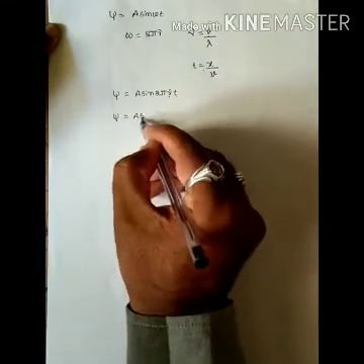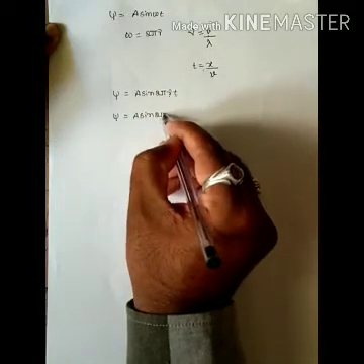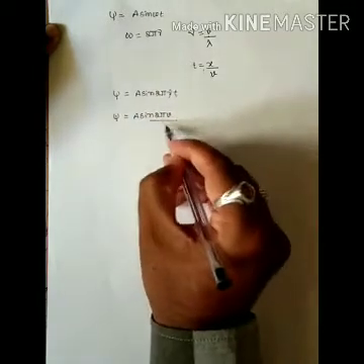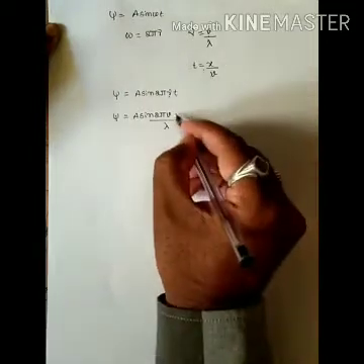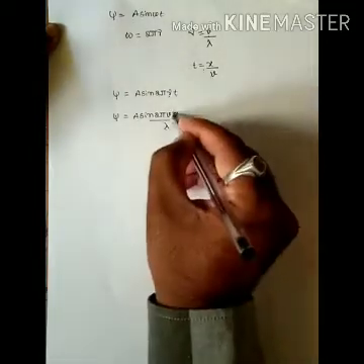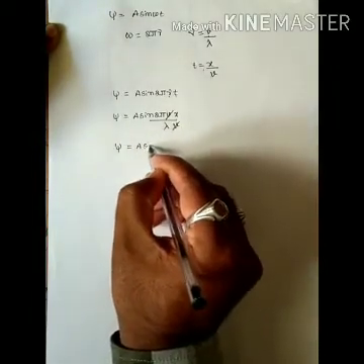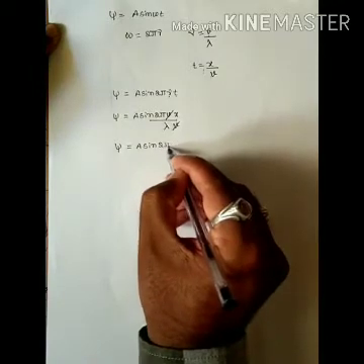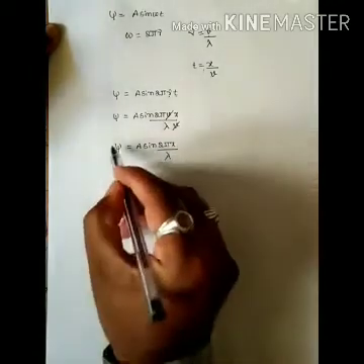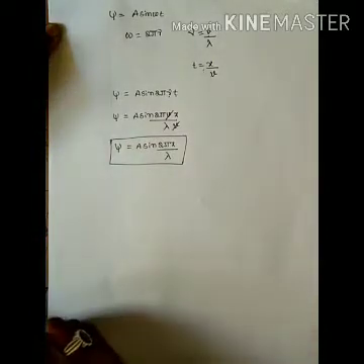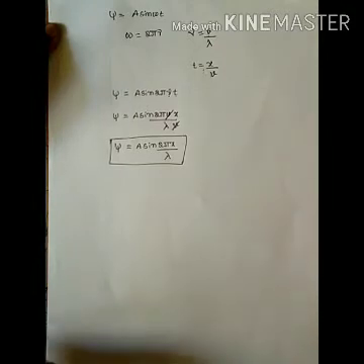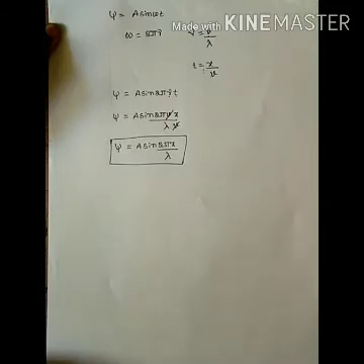Xi is equal to a sine 2 pi v by lambda, and in place of t, we write x by v. Here v and v get cancelled, so that xi is equal to a sine 2 pi x by lambda. This is the required sinusoidal wave equation, which can be used for understanding many other factors, and which will also be used in deriving the Schrodinger wave equation.